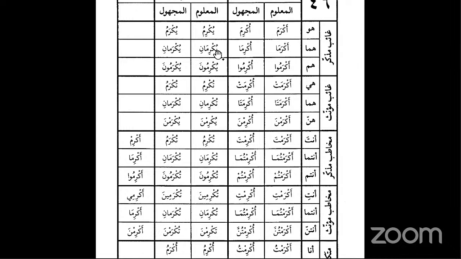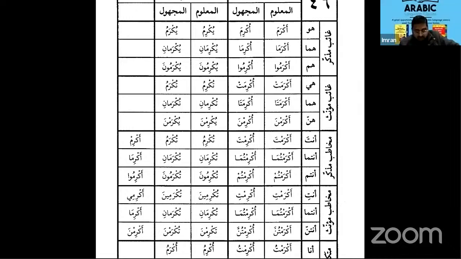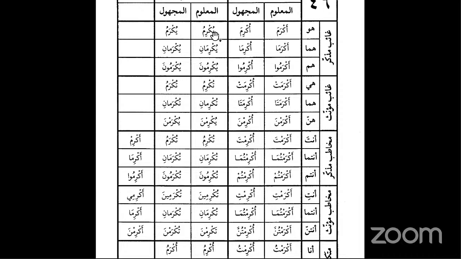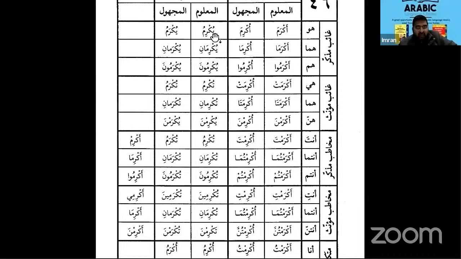Because the ya has a dhamma. Excellent. That is correct. That is the only clue. The ya in the 3-letter verbs, kataba yaktubu, all of them have a fatha. The 4-letter verb here has a dhamma. That is the only sign. Otherwise, you will not be able to distinguish whether it's a 3 or a 4-letter verb. Originally, it was akrama yuakrimu. So the hamzatul qat has been dropped in the present tense, and yuakrimu became yukrimu.